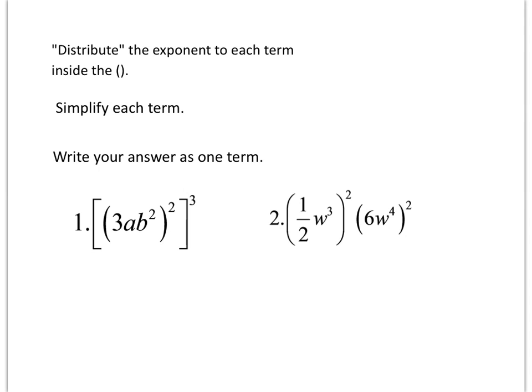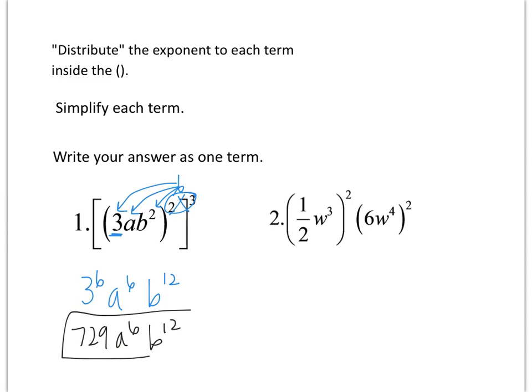So let's look at number 1 here. I'm going to look at the 3 and 2, change that to a 6th, and now the 6th distributes to everything inside the parentheses. And as a reminder, if we have a coefficient in front of any variables, this is a coefficient to an exponent here. That is 3 to the 6th power, a to the 6th, and b to the 12th. And if we simplify a step further, 3 to the 6th is 729, a to the 6th, b to the 12th. Let's take a look at number 2.